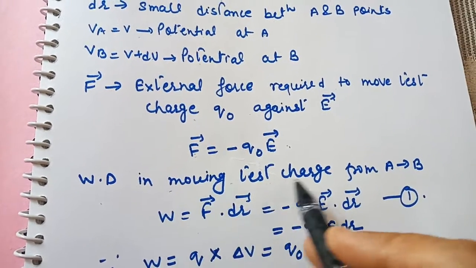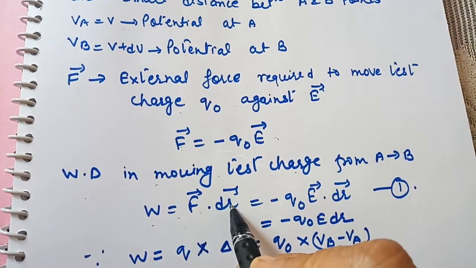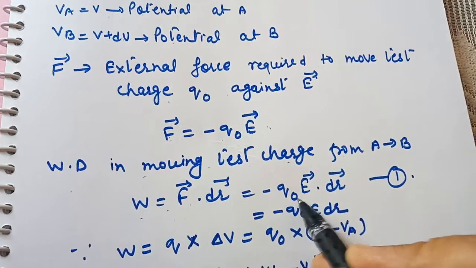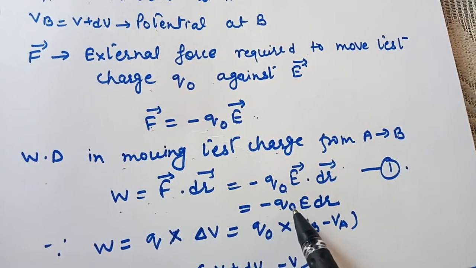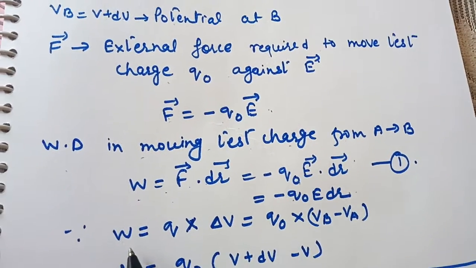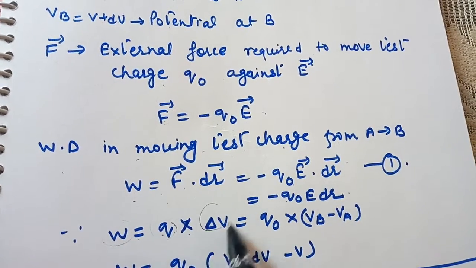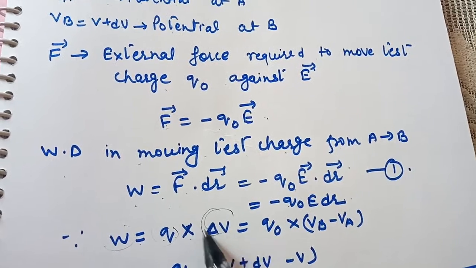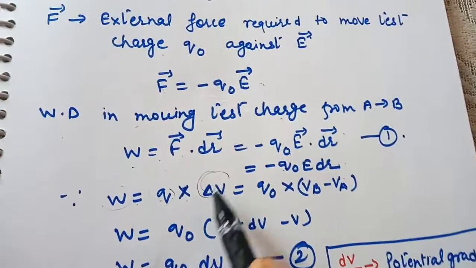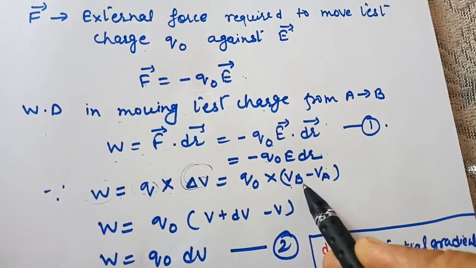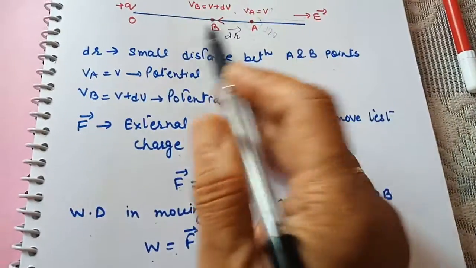Now the work done in moving a test charge from A to B: W is equal to F dot dr vector. What is F? This, and dr is the small displacement. So in magnitude this will be minus Q naught E dr. According to the definition of work done, it is the product of the charge and the potential difference. What is this potential difference delta V? It is the potential difference between points A and B. So this expression is written as Vb minus Va, times Q naught, the charge moving from here to here.